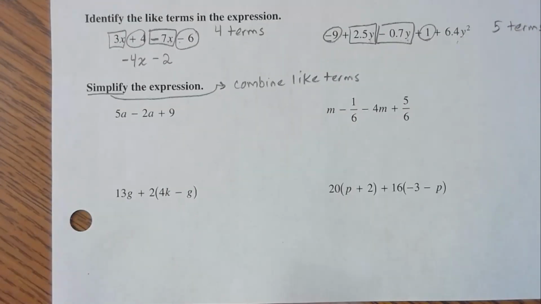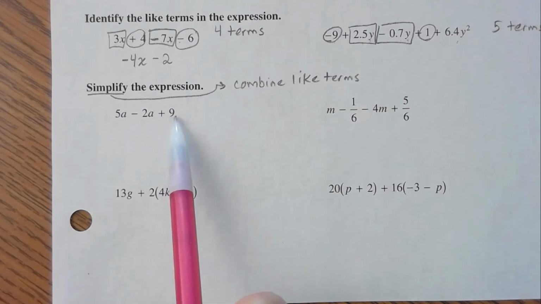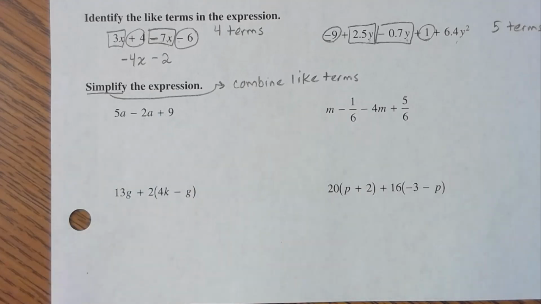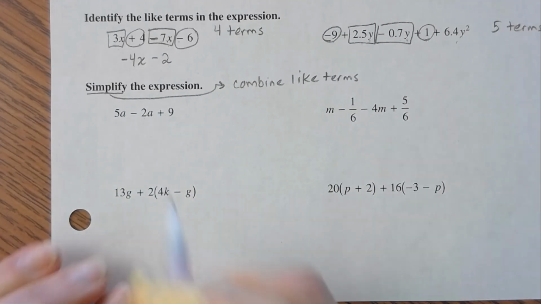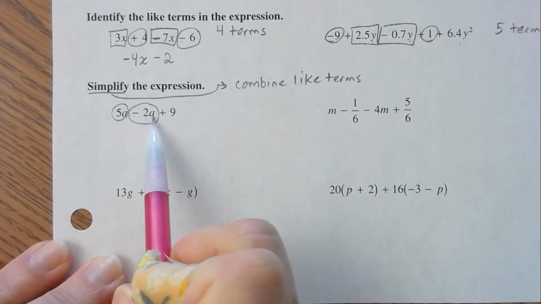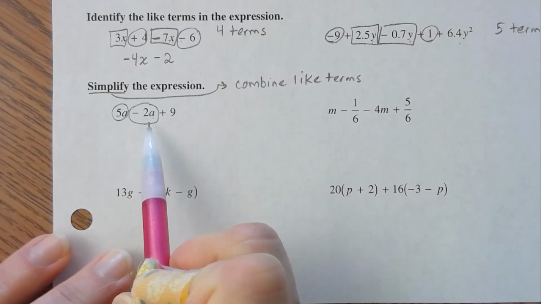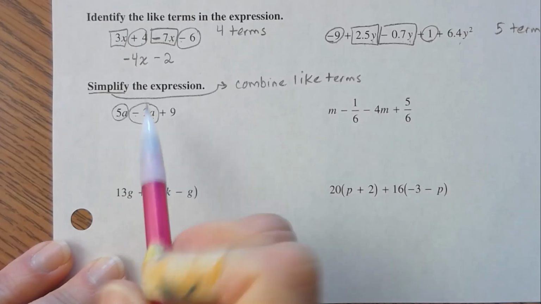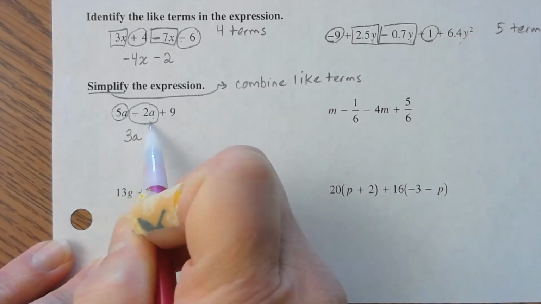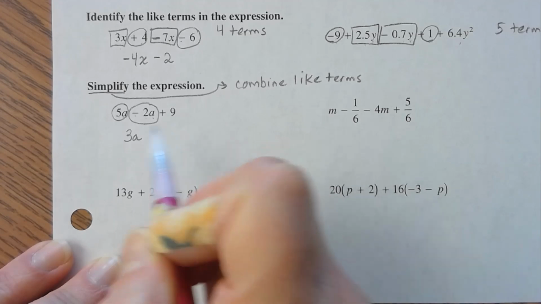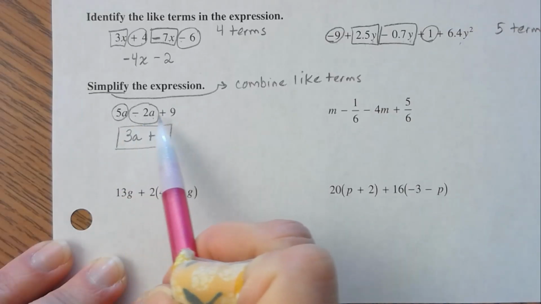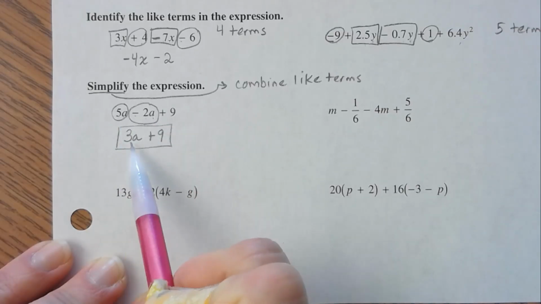5a minus 2a plus 9. There are 3 terms. 1, 2, 3. Which ones are alike? 5a and negative 2a both have the same variable, so those are alike. I can combine them. 5 minus 2 is 3a. 9 is not like these terms because it does not have an a. So I just write plus 9. I have simplified the expression by combining like terms.